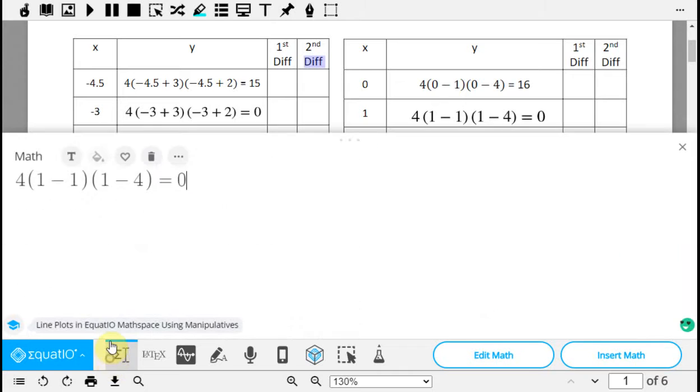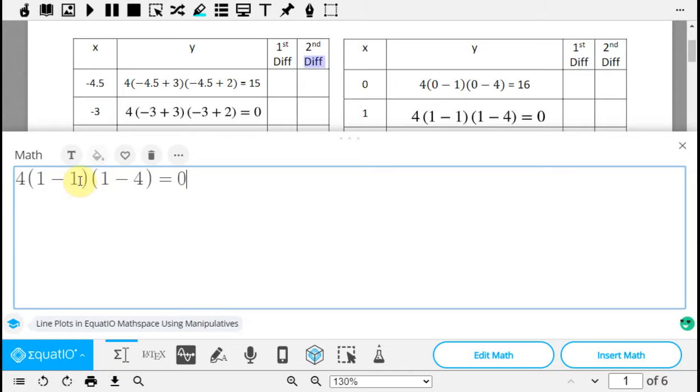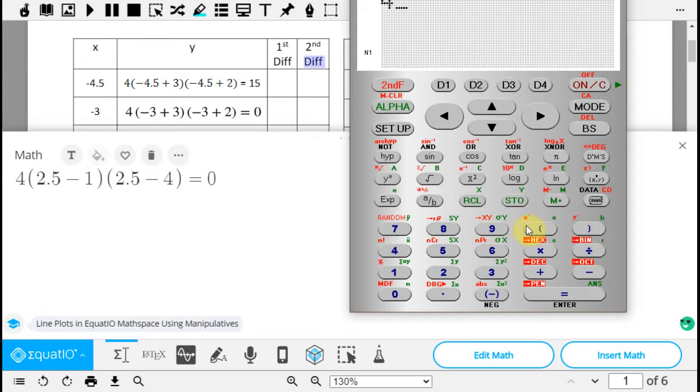2.5 is next. Four times 2.5 minus 1 times 2.5 minus 4 gives us minus 9.